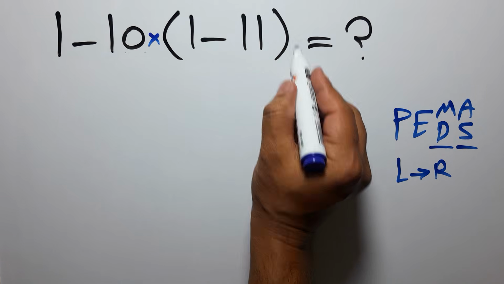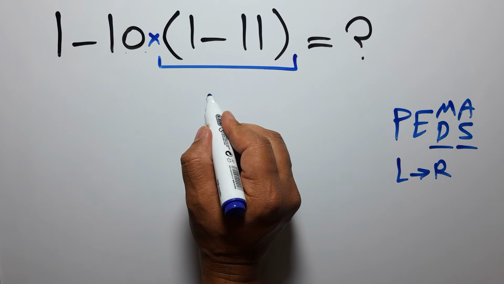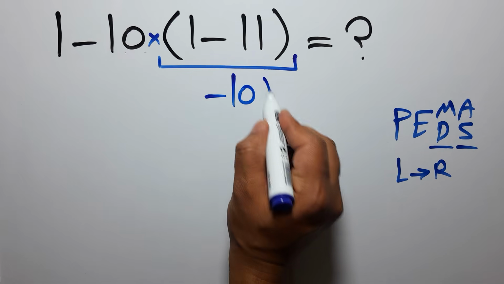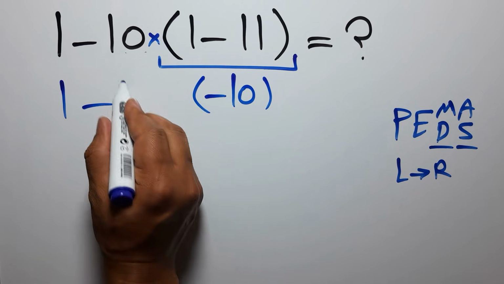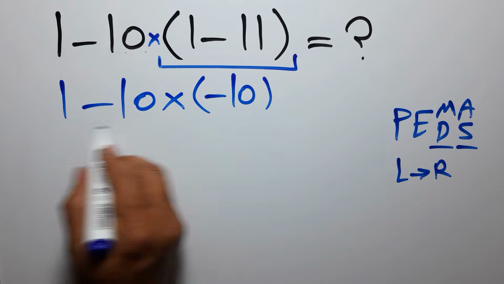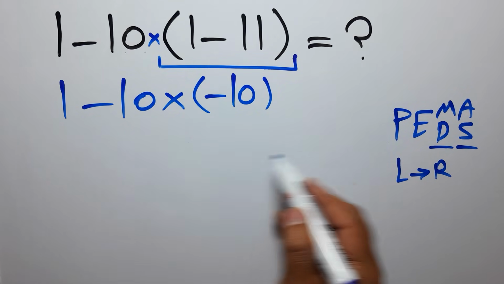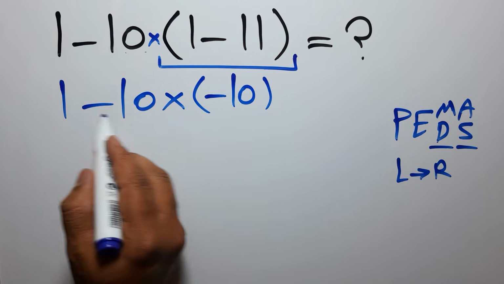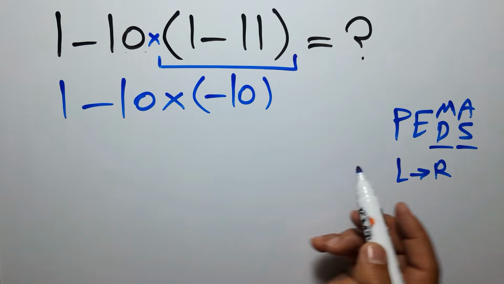So first we have to do this parentheses. Inside this parentheses we have 1 minus 11, which equals negative 10. So we have 1 minus 10 then times negative 10. Now in this expression we have one subtraction and one multiplication. According to the PEMDAS, multiplication has higher priority than subtraction, because multiplication comes before subtraction.